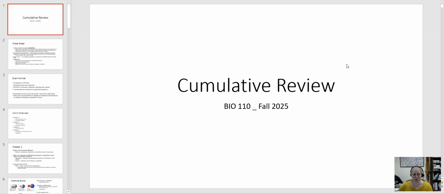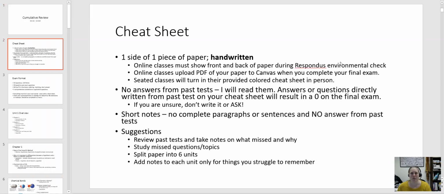A couple of things that we should talk about to make sure that we're on the right track: your cheat sheet. So you are allowed to use a cheat sheet on the final exam. For my classes it is one side of one piece of paper, and it must be handwritten. Online classes must show the front and back in their Respondus environmental check, and there will be a space on Canvas for you to upload your document, just like you saw on the Unit 5 exam for those charts.